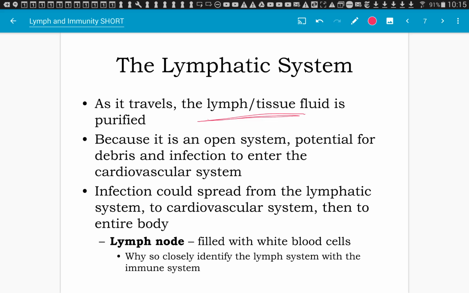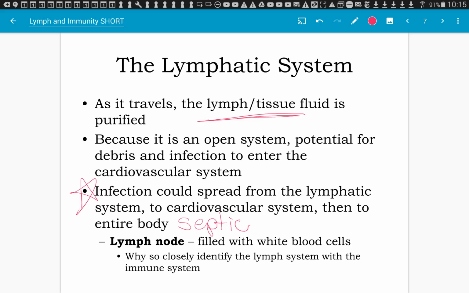So, yes. Notice right here it says infection could spread from the lymphatic system to the cardiovascular system, then the whole body. So when it gets to the whole body again, what do we call that? Somebody is septic, right? When an infection spreads throughout the whole body.